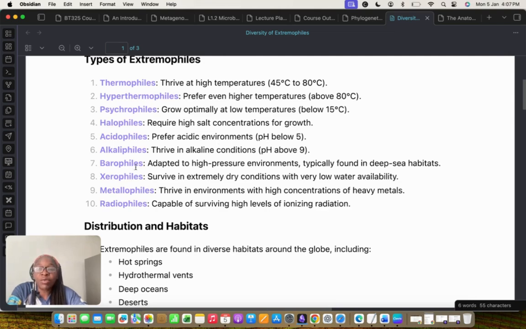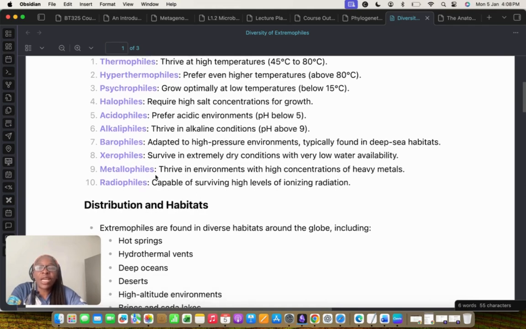Then you've got pressure. What do you do when you're not at atmospheric pressure like where we are at sea level? If you go down deep into the sea, then you've got a very big problem of pressure. Things just being squashed like this. How do you live when you're busy being pressed down on every side with very high pressure? And xerophiles, what do you do when you don't have water?